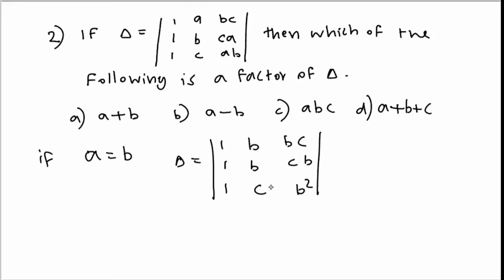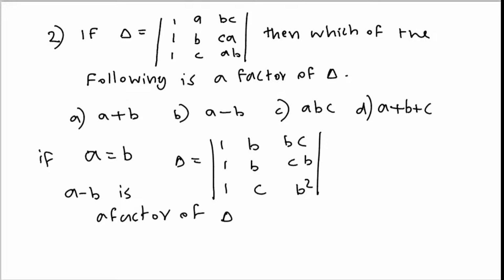So here, if I substitute A equal to B, I get this row and this row are the same. So these are identical rows in the matrix, with the same elements. So when two rows are the same, the determinant is 0. So A equal to B is a solution, or we can say A minus B is a factor of the determinant. Okay, why?